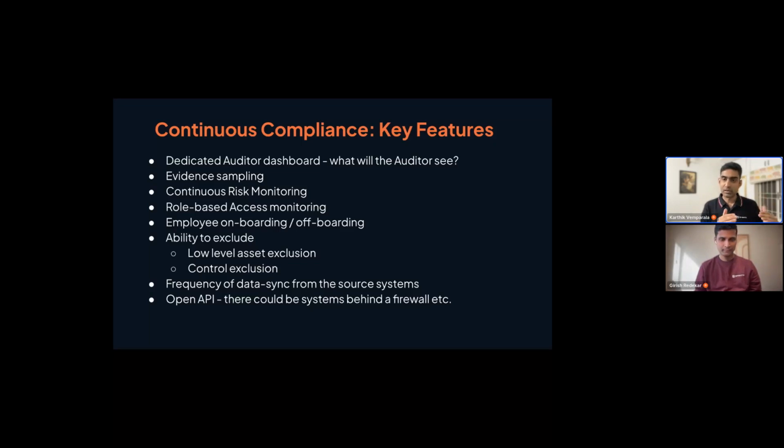Last but not the least, control exclusion. So while you might have a set of controls that you're running within your GRC program, not all of those controls might be relevant for the purpose of an audit. So you also want the ability to control or monitor the controls which are being shared with the auditor at the time of the audit. So being able to exclude controls becomes an important parameter as well.